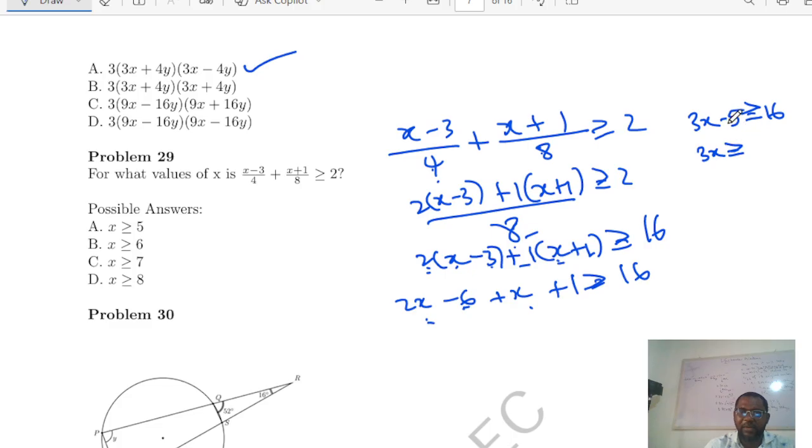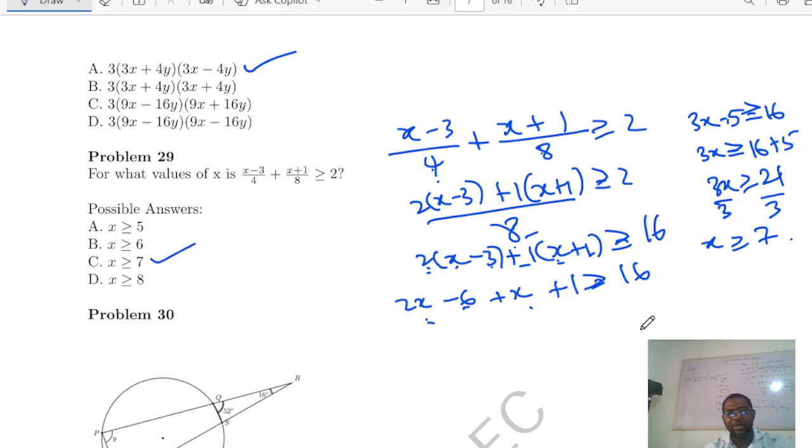So minus 5 crosses to become 16 plus 5. So 3x will be greater than or equal to 21. Okay? So we divide both sides by 3. That means x is greater than or equal to 7. That's the answer. So C is the answer to that question.